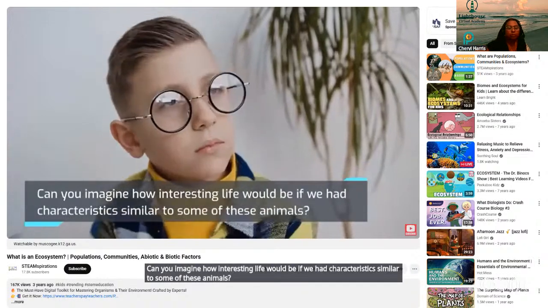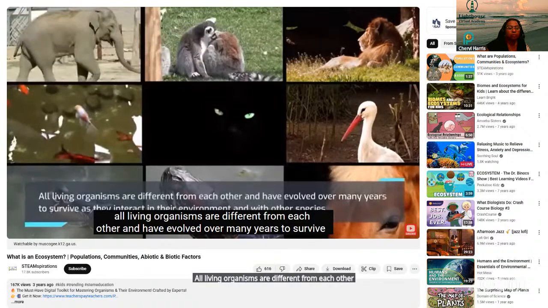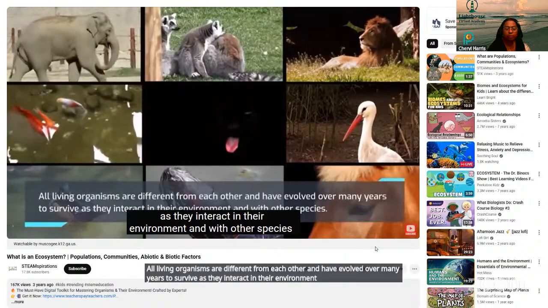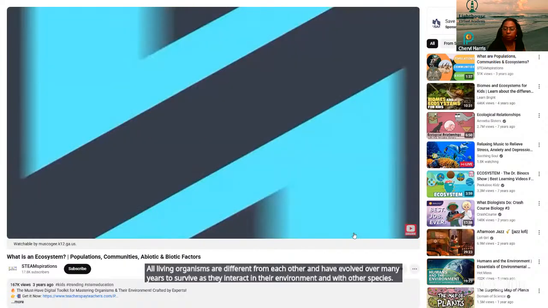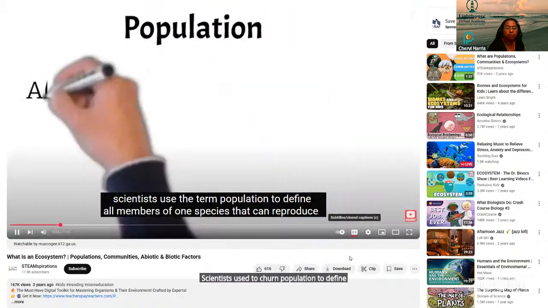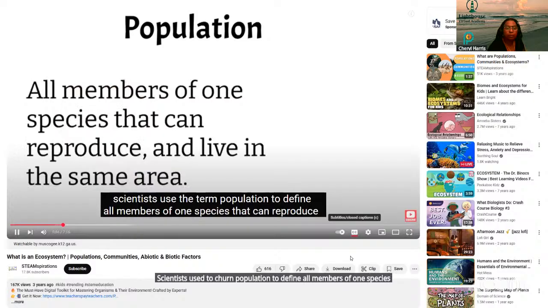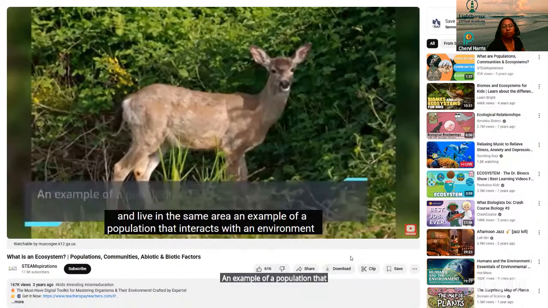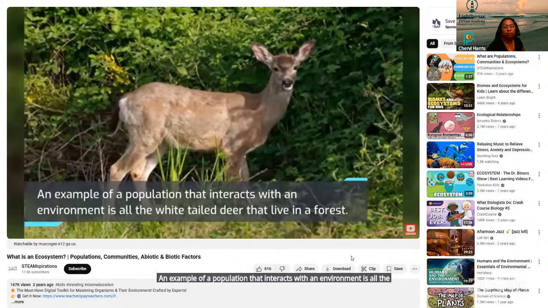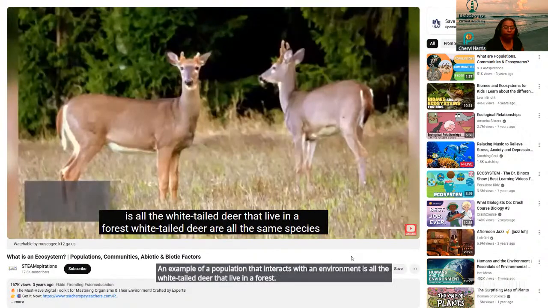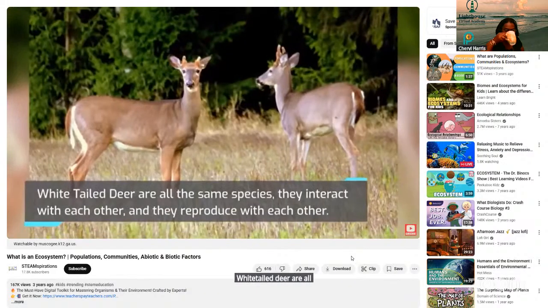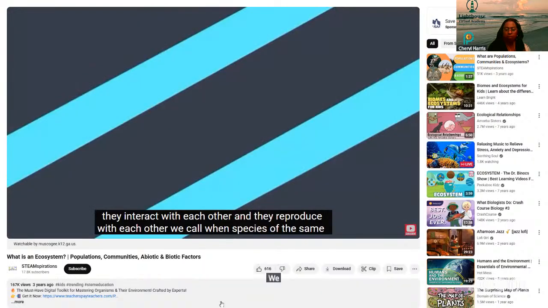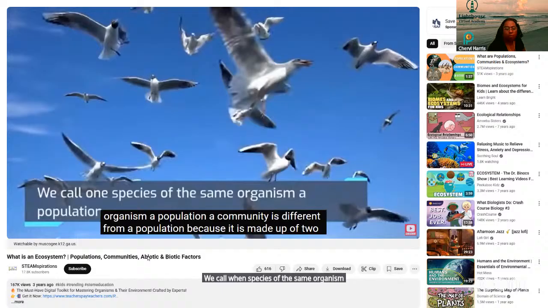All living organisms are different from each other and have evolved over many years to survive as they interact in their environment and with other species. Scientists use the term population to define all members of one species that can reproduce and live in the same area. An example of a population that interacts with an environment is all the white-tailed deer that live in a forest. White-tailed deer are all the same species. They interact with each other and they reproduce with each other. We call one species of the same organism a population.